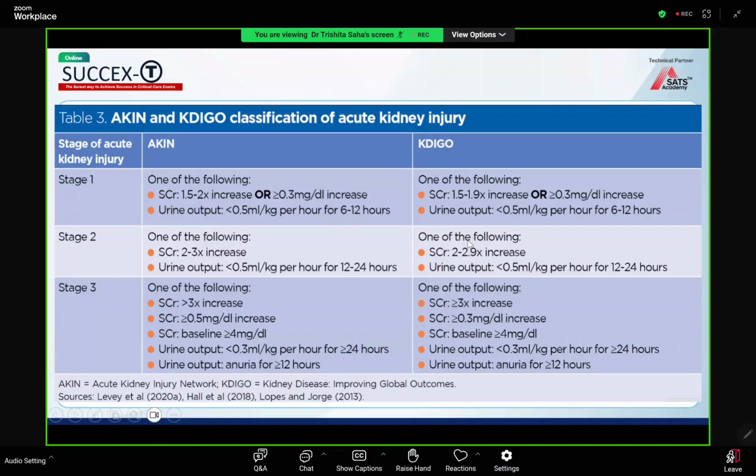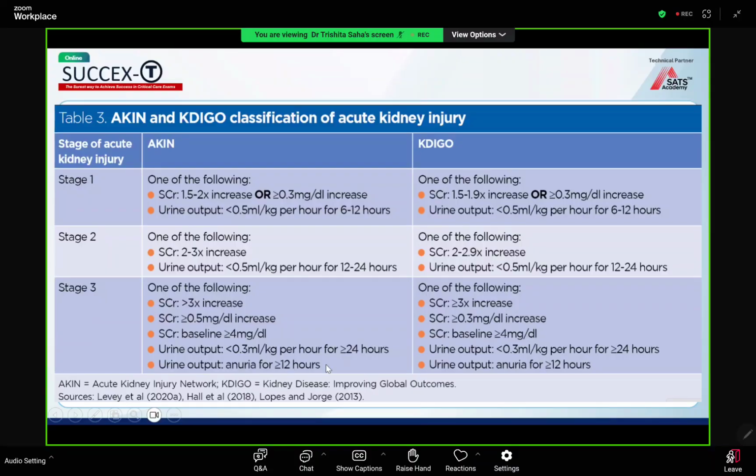And then stage 2: 2 to 3 times, or urine output less than 0.5 ml per kg for 12 to 24 hours. Here also similarly 2 to 2.9. And stage 3, one of the following: serum creatinine more than 3 times, or serum creatinine increase of 0.5 milligram per DL, or baseline serum creatinine increased to more than 4 milligram per DL, or urine output less than 0.3 ml per kg per hour for more than 24 hours, or anuria for more than 12 hours.